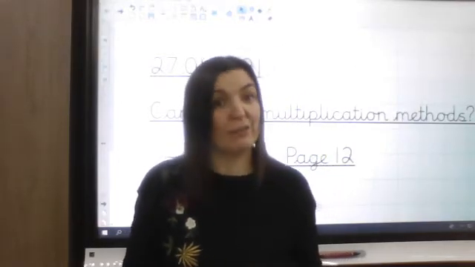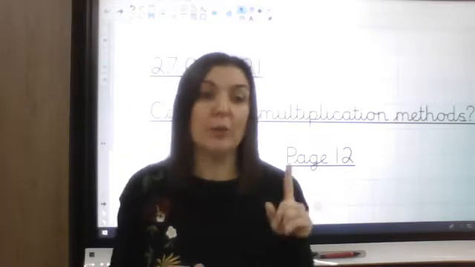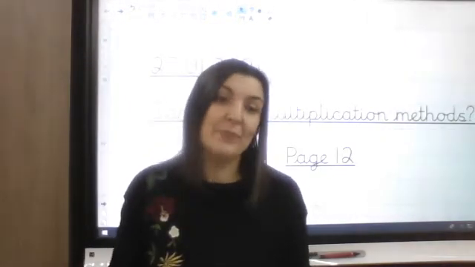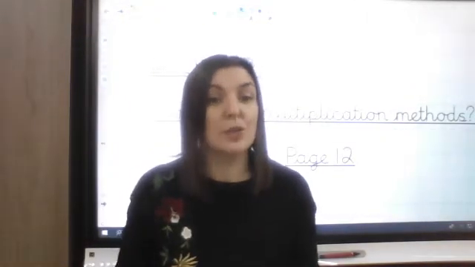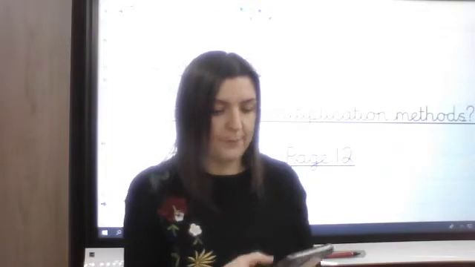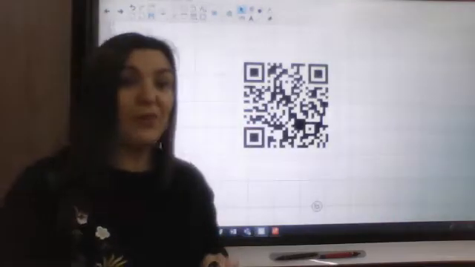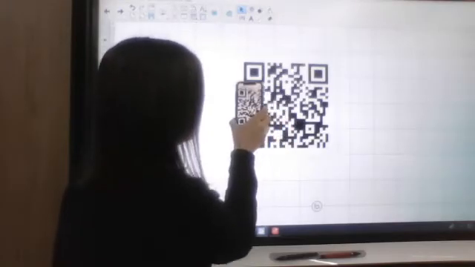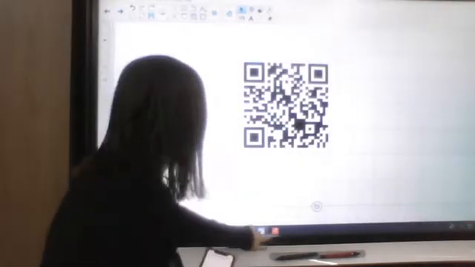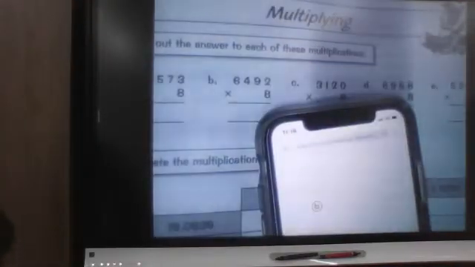Now I have got a game for you online. Now I've done a QR code if you've got a device to scan. If not, I will send you the link to the game out on Marvellous Me. So I'll show you what you need to do. So I'm going to scan the QR code. So if you want to pause the video if you need to and scan the QR code, and it will take you to a game. So it'll take you to this screen.